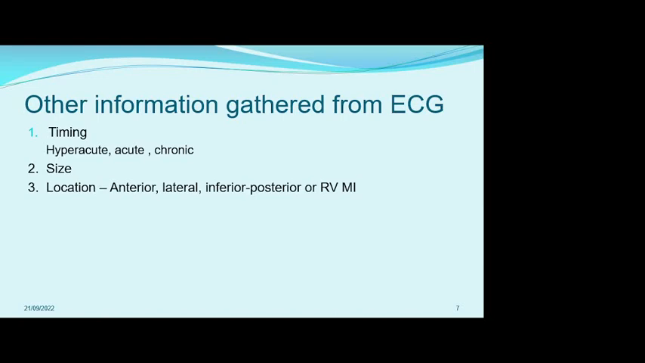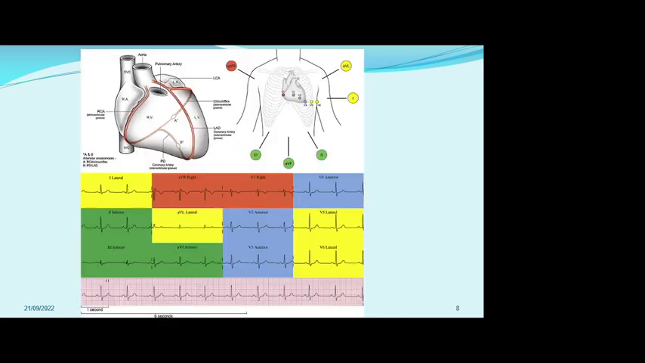Then apart from the ST elevation, what other information can you gather from the ECG? Timing. You can say whether this is hyperacute, acute stage, or even chronic, or the late presentation of myocardial infarction. And also size of the myocardial infarction, whether it is confined to a small area or a large area, or the location. Location is very important, especially for those who are doing interventions, which we can assume which coronary artery is occluded. Now this is a rough assessment of the location.